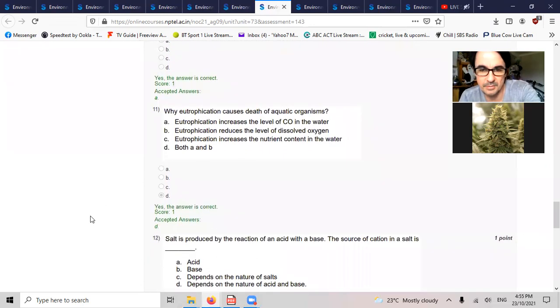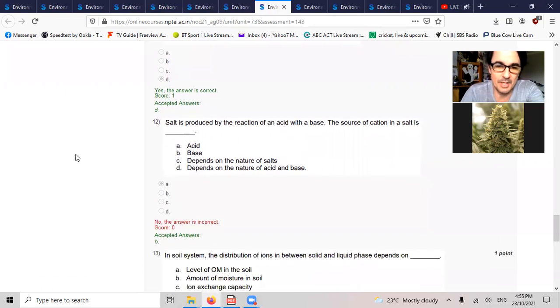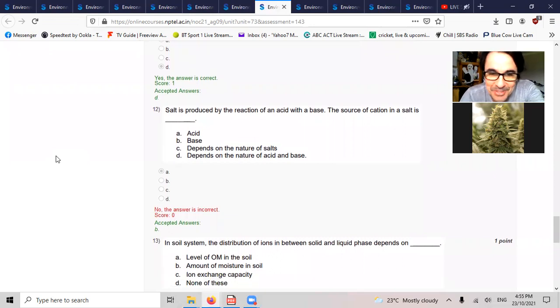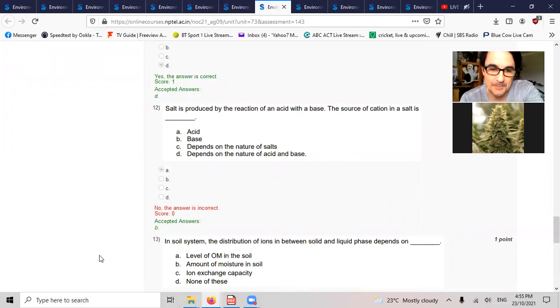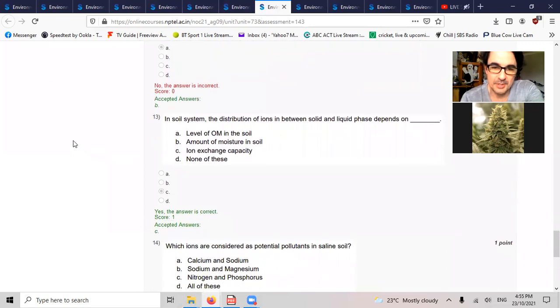Salt is produced in the reaction of acid and base. The source of the cation in the salt is acid. It's base. I've got another one wrong. In soil systems, the distribution of ions between solid and liquid phase depends on the exchange capacity. Which ions are considered as potent pollutants in saline soil? Saline, it's sodic.